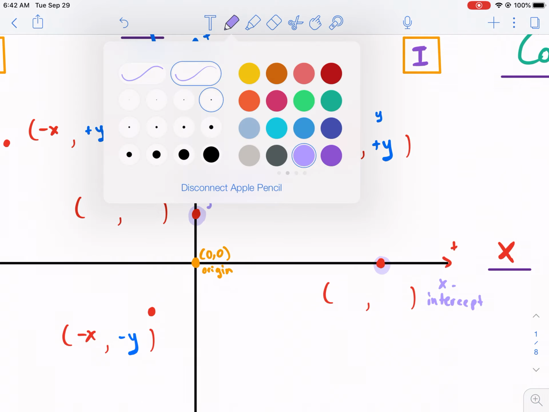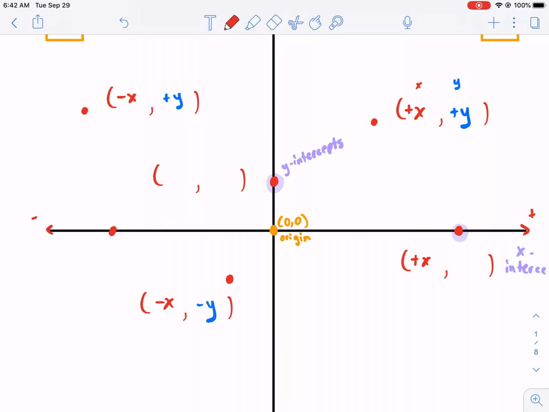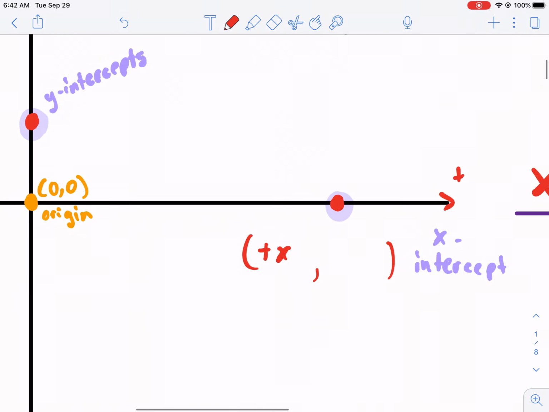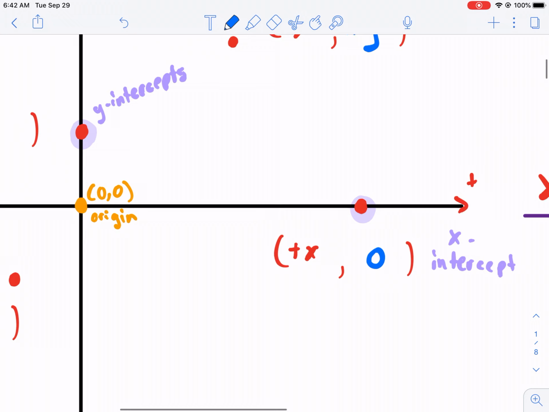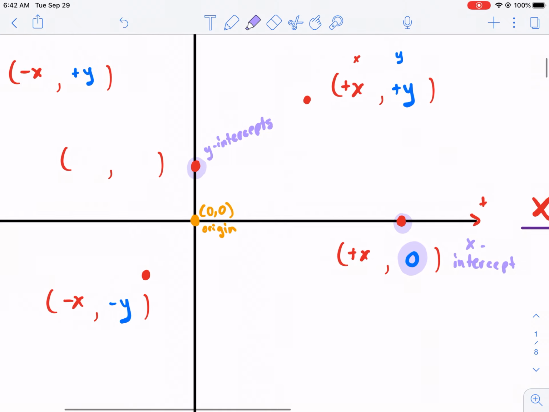Now, both of these have special scenarios. Okay, for this one over here, we're going to have some sort of positive x value. It could be over here and be a negative x value, but I'm just talking about this particular case. We're going to have an x value, but the y value is 0. It's neither positive nor negative. It's right on the line, so it's 0. So anytime we have an x-intercept, we are going to have a 0 y value.